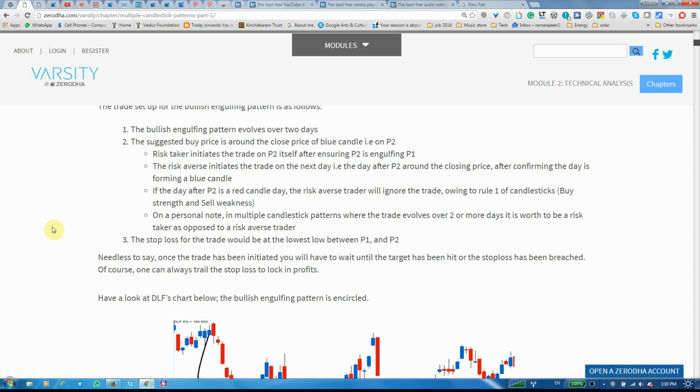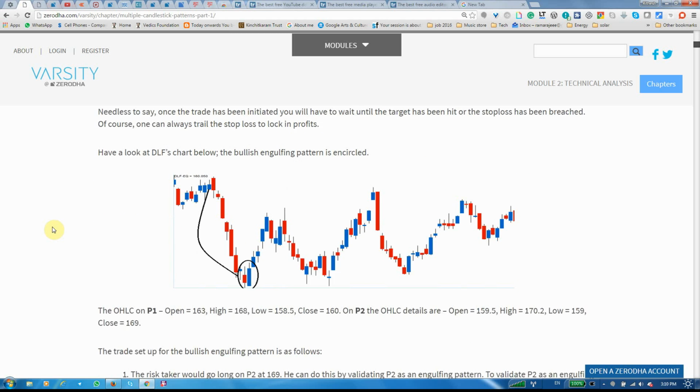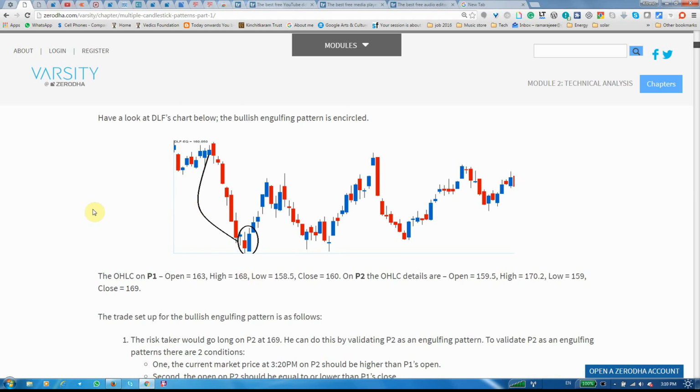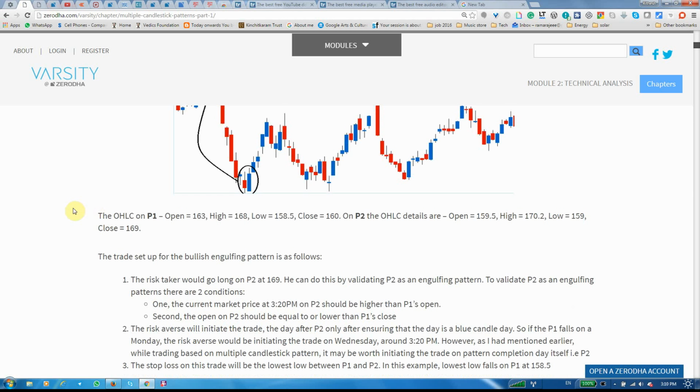Have a look at DLF's chart below. The bullish engulfing pattern is encircled. The OHLC on P1: open equals 163, high equals 168, low equals 158.5, close equals 160. On P2 the OHLC details are: open equals 159.5, high equals 170.2, low equals 159, close equals 169. The trade setup for the bullish engulfing pattern is as follows.